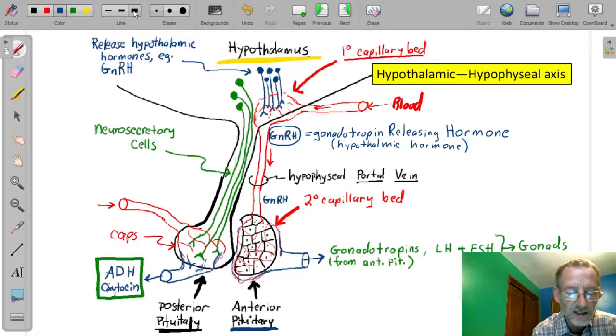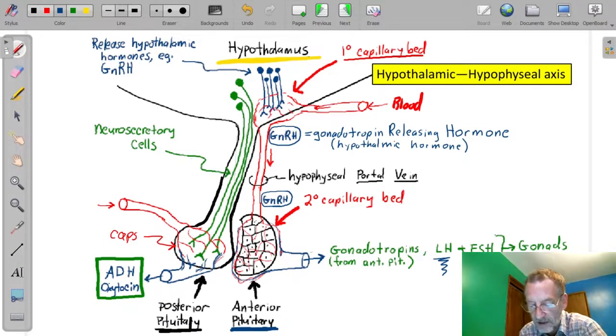So GnRH arrives at the anterior pituitary. This is a releasing hormone. It's going to cause the release of gonadotropins. So there are lots of different cell types in the anterior pituitary. Some of those cells are sensitive to gonadotropin releasing hormone, and those cells of the anterior pituitary then release the gonadotropins. And those gonadotropins are LH and FSH, luteinizing hormone and follicle stimulating hormone. So make sure you spell those out.